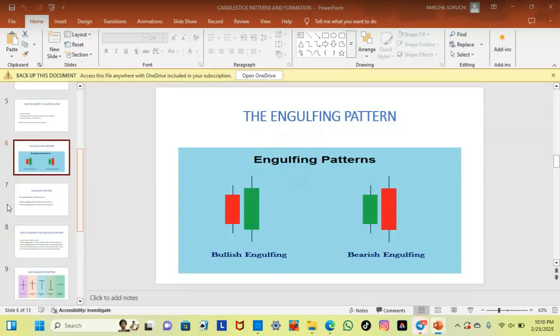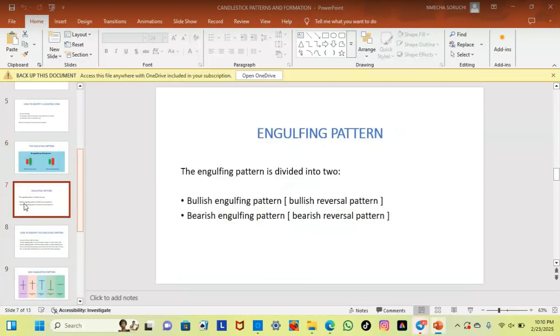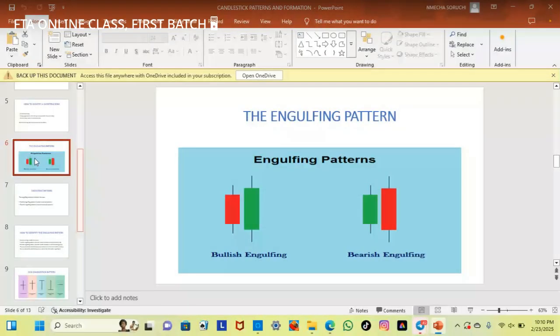The bullish engulfing pattern is a bullish reversal pattern. That is, it appears mostly at the close of a downtrend. So if the market is on a downtrend and you see a bullish engulfing pattern like this, from what you can see on your screen, you can see here my mouse is moving, know that the market is reversing to the upside. So a bullish engulfing candle is a bullish reversal candlestick.